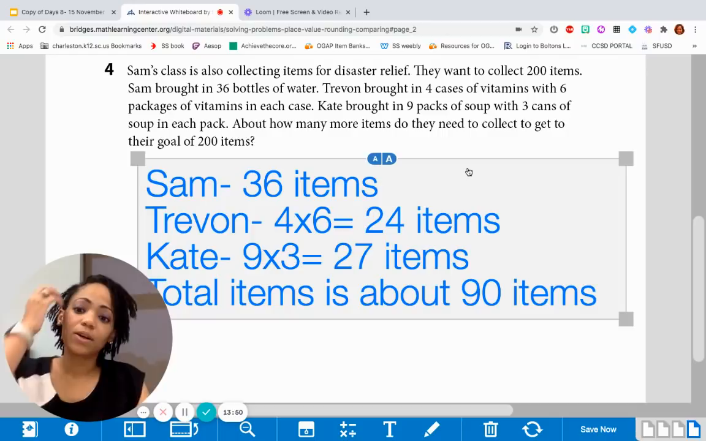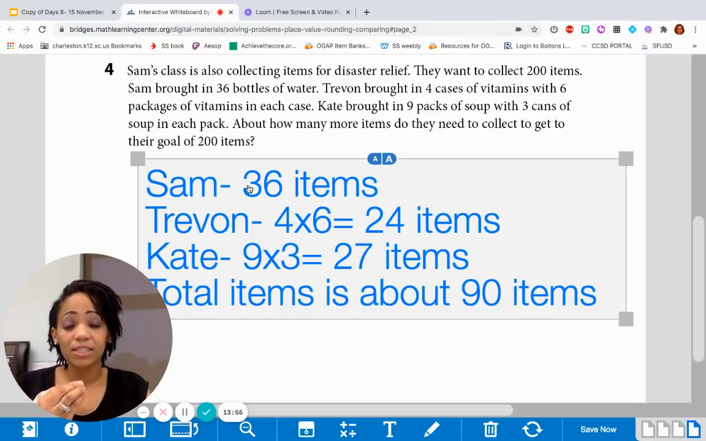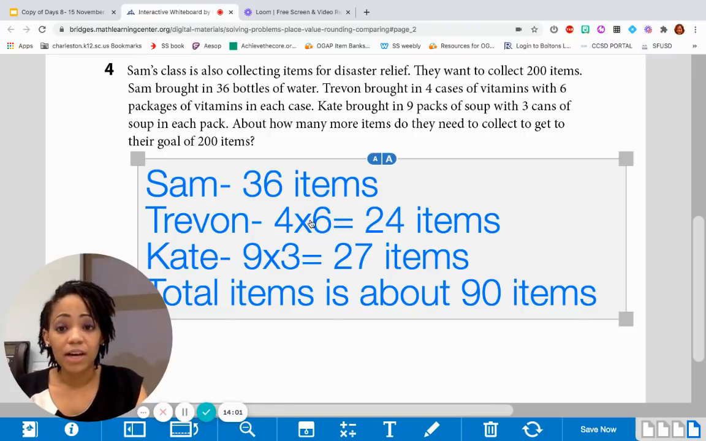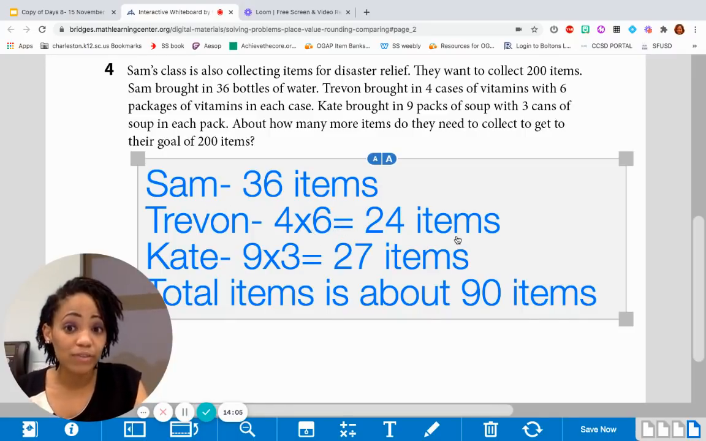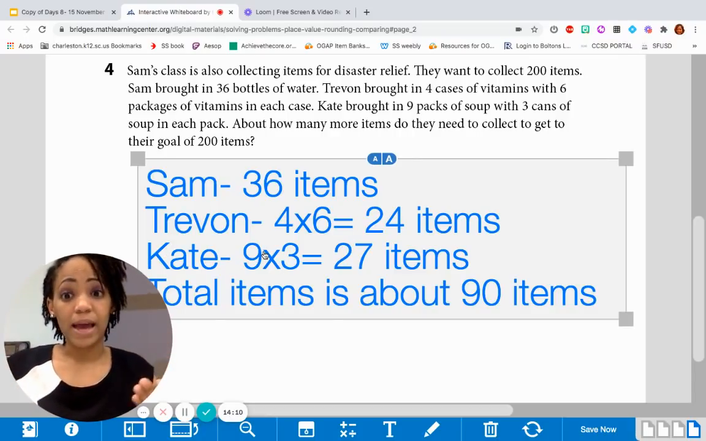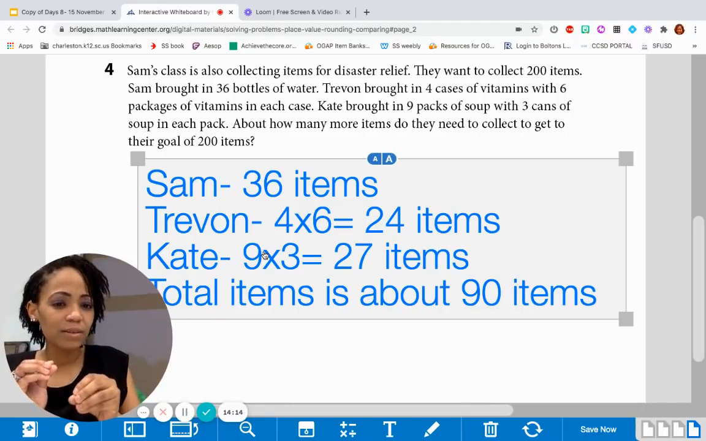All right, so welcome back. Hopefully you made it this far. We're breaking it into chunks. If you remember, that's what I said before you were supposed to pause this video. Sam had 36 items. Trayvon had 4 cases with 6 in each pack, so that's 4 times 6, which is 24 items. Kate had 9 times 3, 9 packs with 3 in each pack, so that's 27 items, which gives us a total of about 90 items.